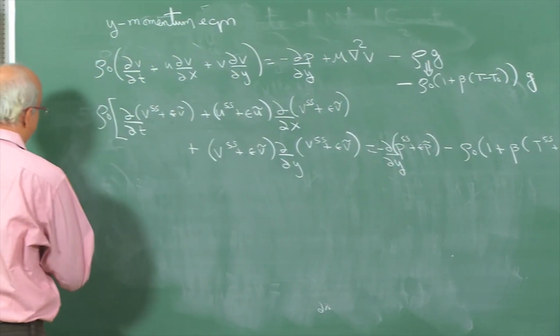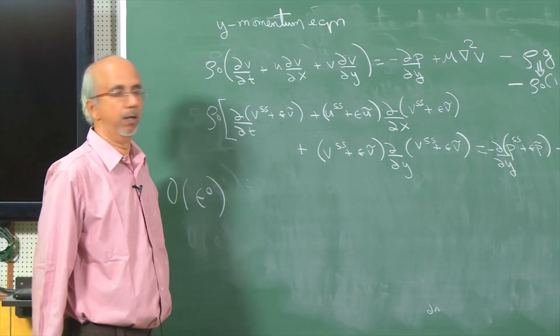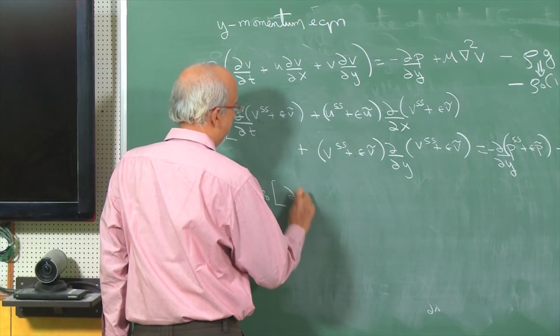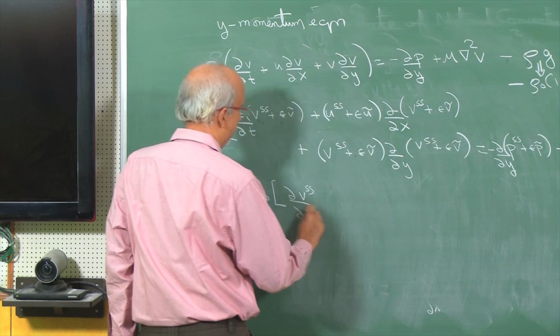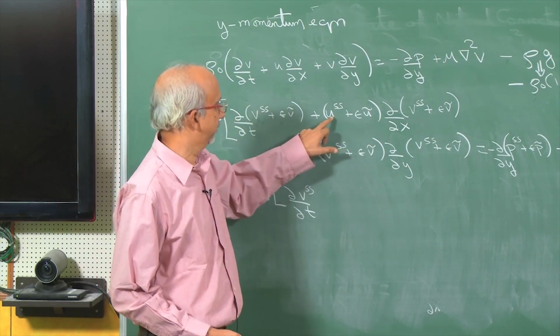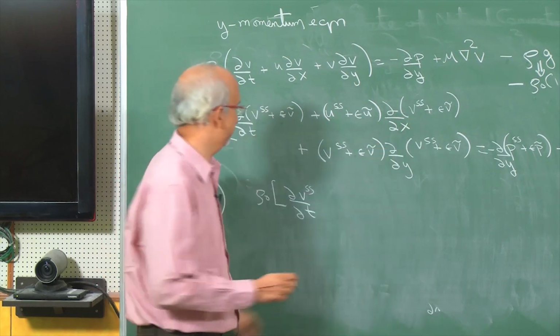Now, we look at terms at order epsilon to the power 0. We get rho naught times dV_ss by dt, that is this term, and you also have U_ss multiplying dV_ss by dx, that is of order epsilon to the power 0.